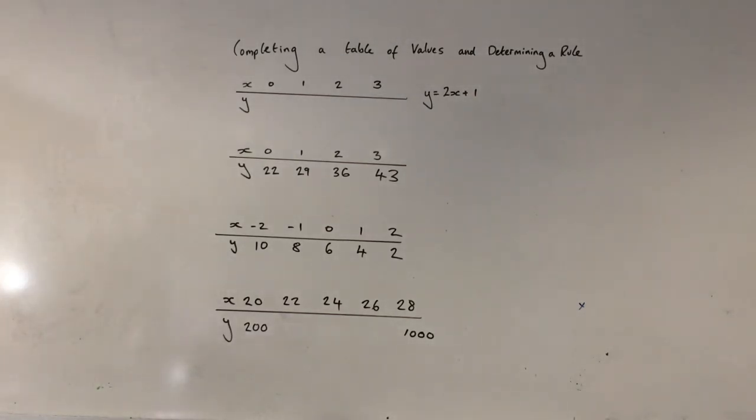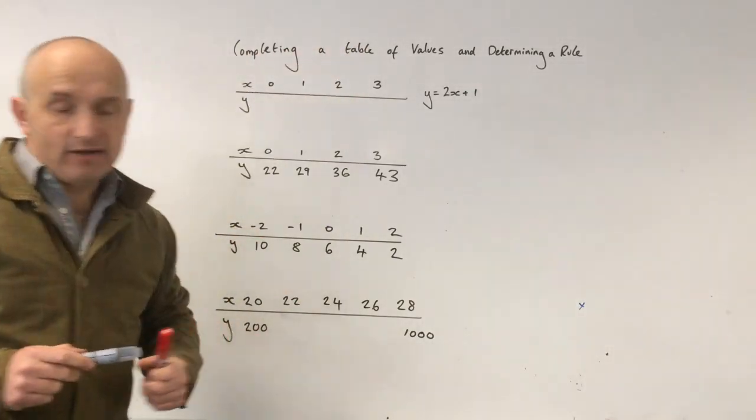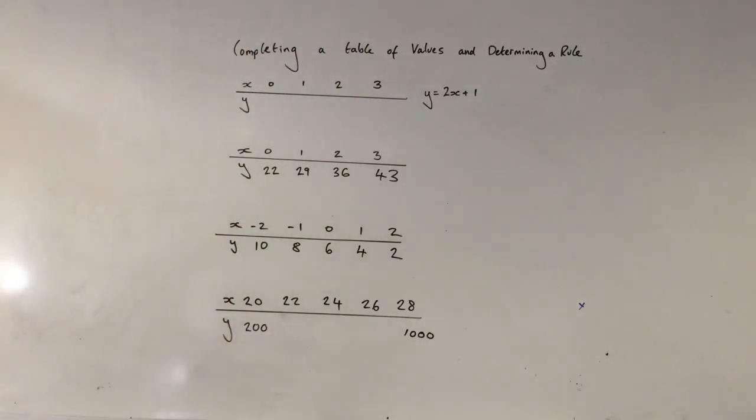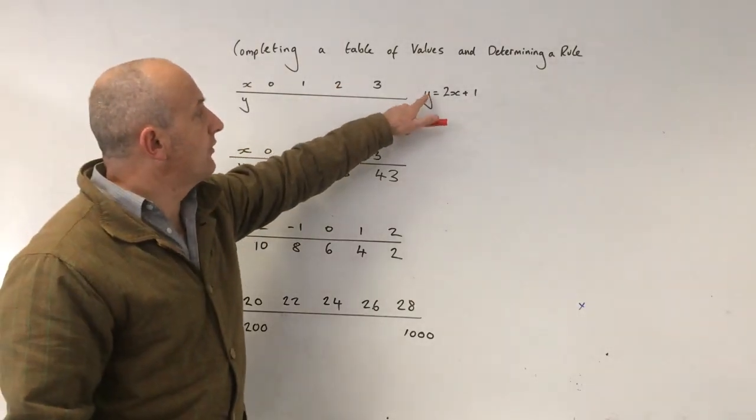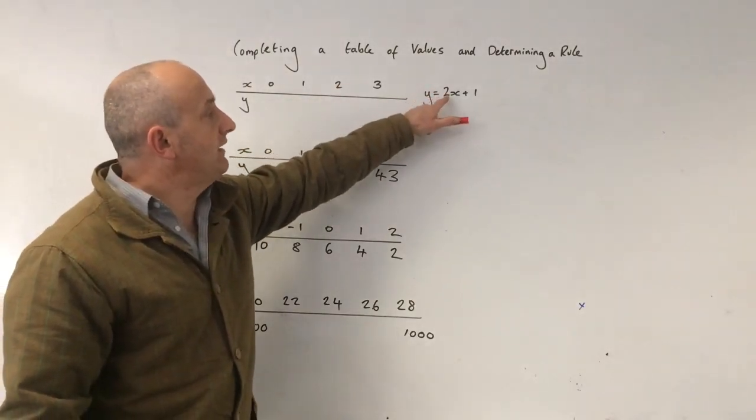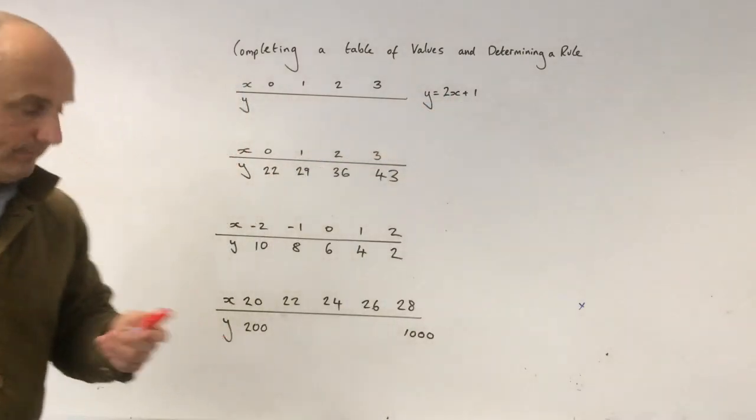Okay, so what we're going to do is a little bit of completing the table of values and determining a rule. So before we start, what we're saying here on this one is the y value is 2 times the x value plus 1.